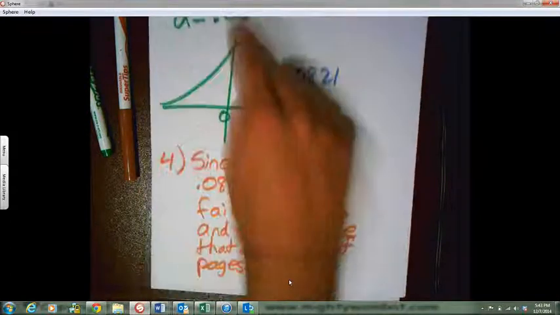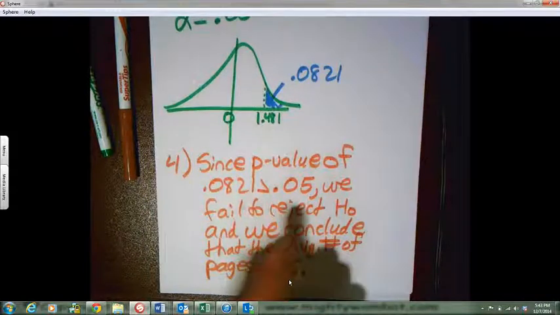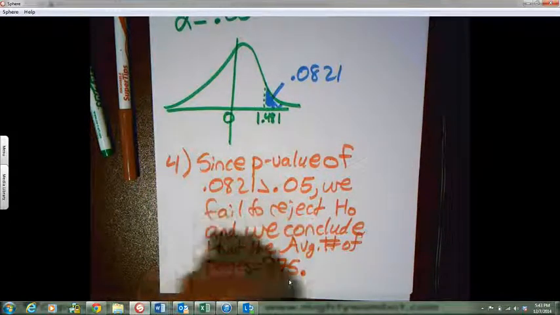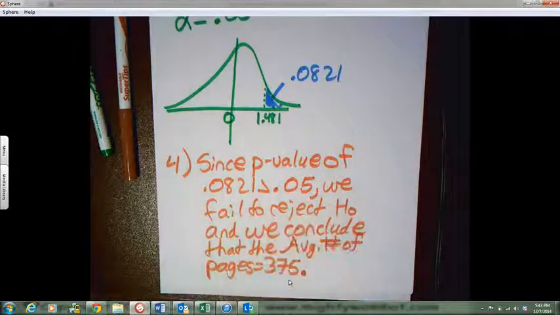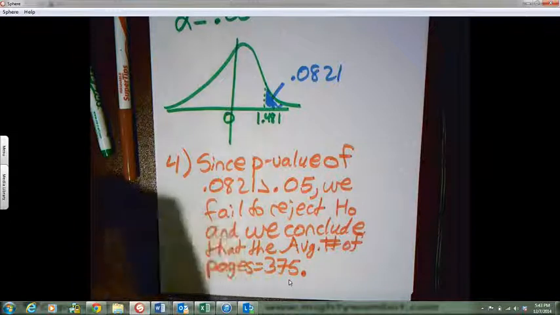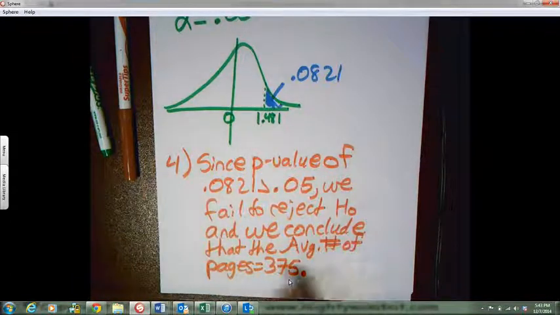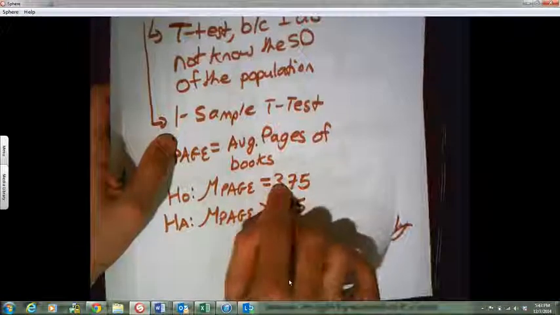Remember, statisticians prefer this to the word accept. Fail to reject the null hypothesis, and we conclude that the average number of pages, we conclude that this is true, the average number of pages equals 375. Let me go ahead and stop this. I'll make the other one.